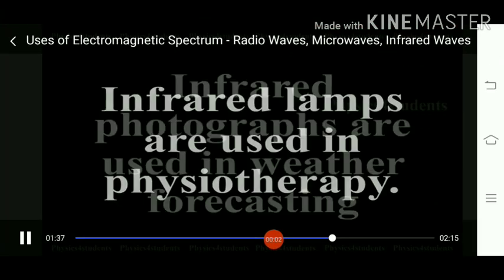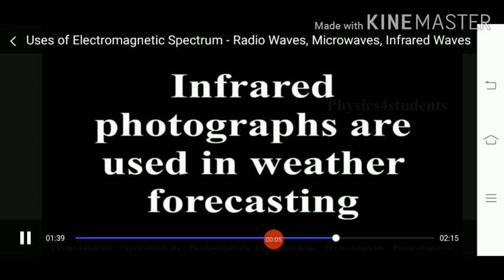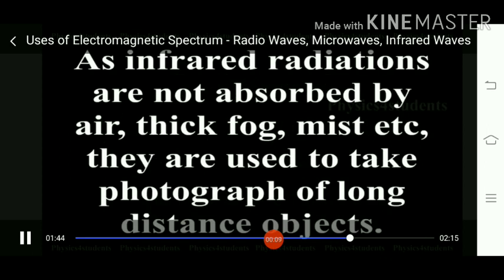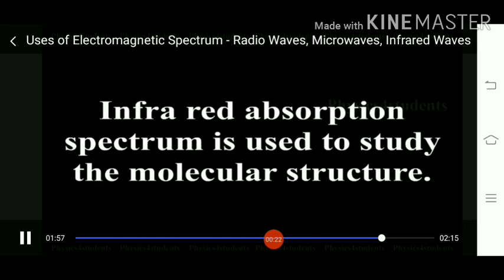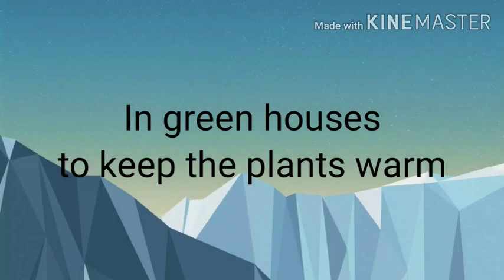Infrared waves are used in the treatment of muscular complaints. Infrared photographs are used in weather forecasting. These radiations are less scattered than visible light by atmospheric particles, so they are not absorbed by air, thick fog, mist, etc., and are used to take photographs of long distance objects. These radiations are used to study the molecular structure. Used in greenhouses to keep the plants warm.